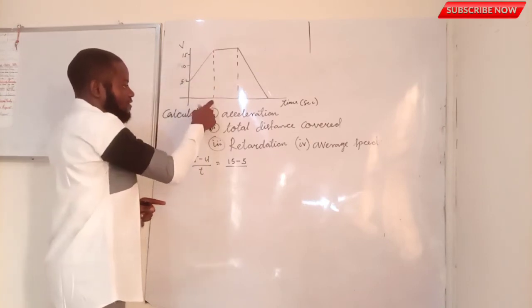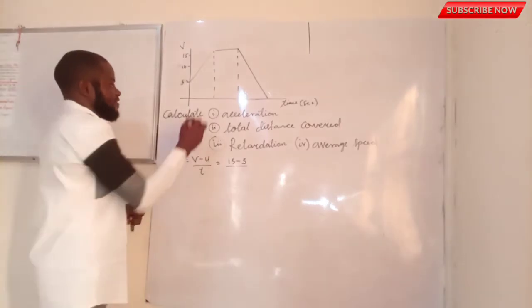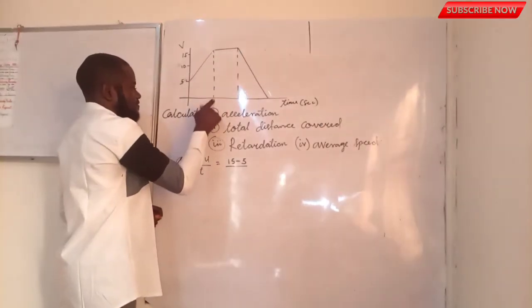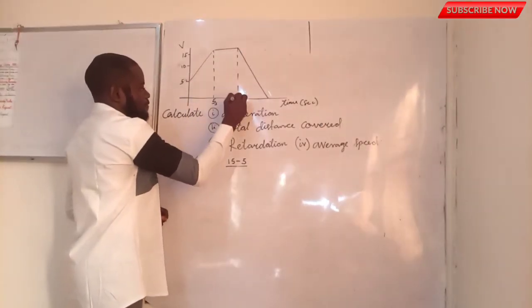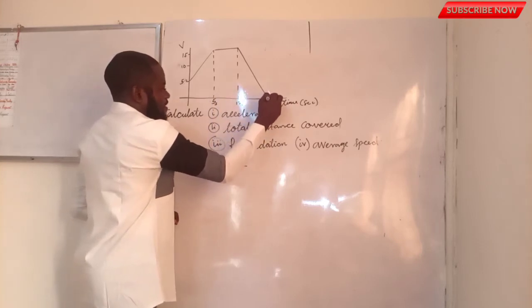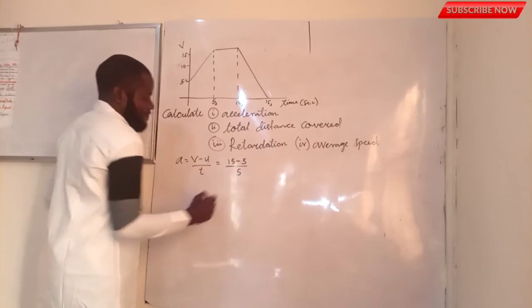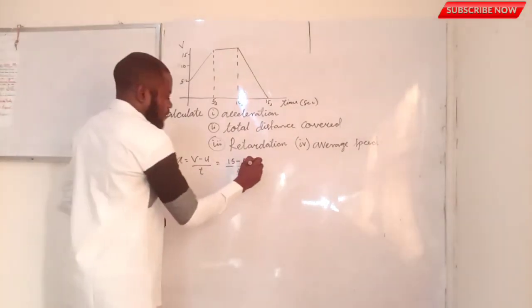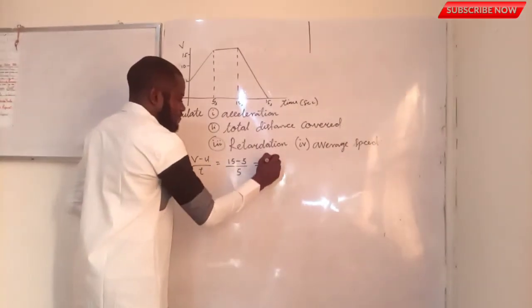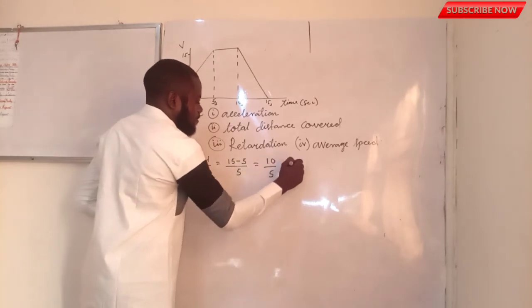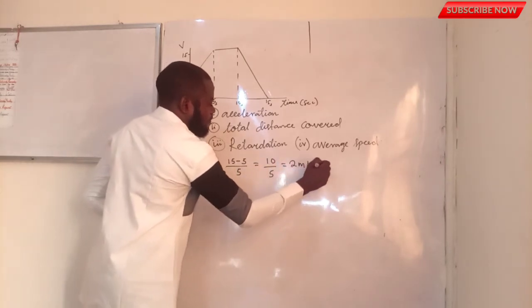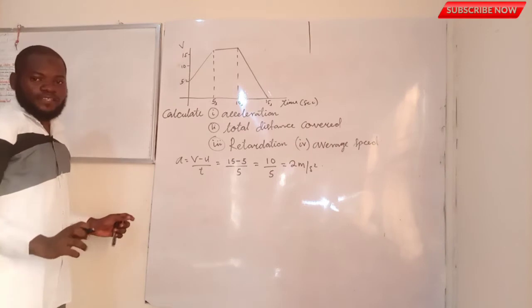If you trace it down, it's missing in the question. Let's just form it. Let me put this as 5 seconds, let me put this as 10 seconds and put this as 15 seconds. Okay? So this is going to be 5. Are we together now? So this is going to be 10 divided by 5. So that will be 2 meters per second squared. It's as simple as that.